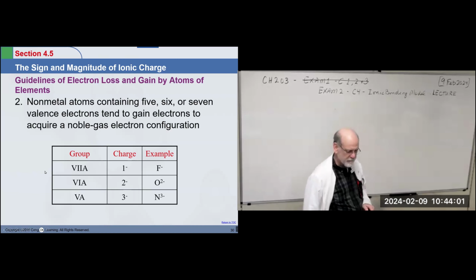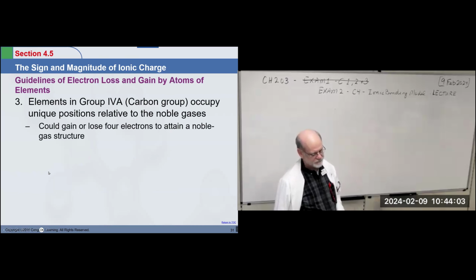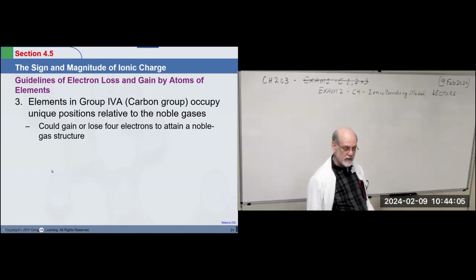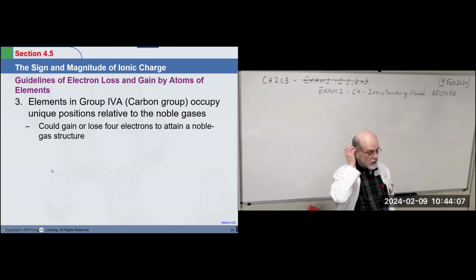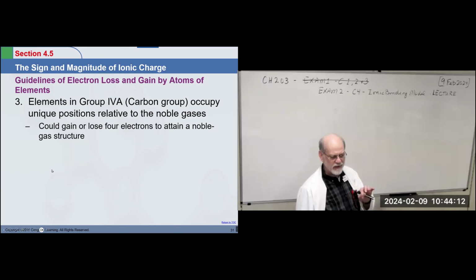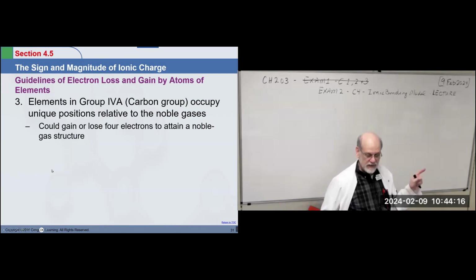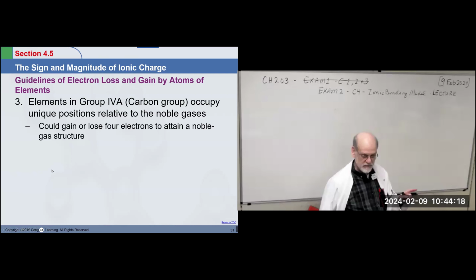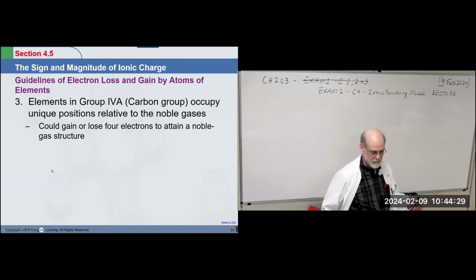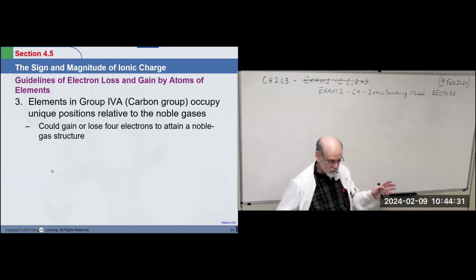The carbon group can go either way. Right? It can either gain 4 electrons or lose 4 electrons. And it depends on what you're pairing it with. If you pair carbon with a metal, then it's going to gain electrons. If you pair it with a nonmetal, it's not even going to lose electrons, it's going to share electrons. But it can go either way.